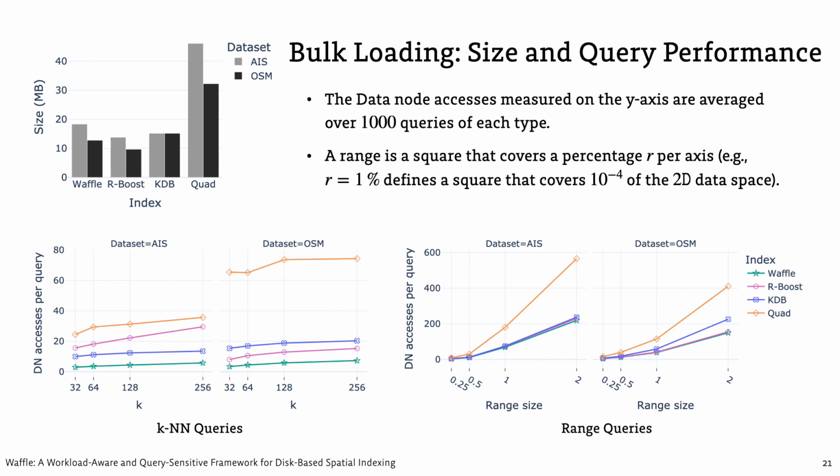First, we look at the size chart. Note here that Waffle also includes splits apart from the data nodes and other nodes, which is why it weighs more than RBoost despite having a similar number of nodes. Whereas in KNN queries, Waffle is outright best because of better partitions, and for range query performance, the difference is very little across indexes because it's mostly a feature of the number of data nodes.